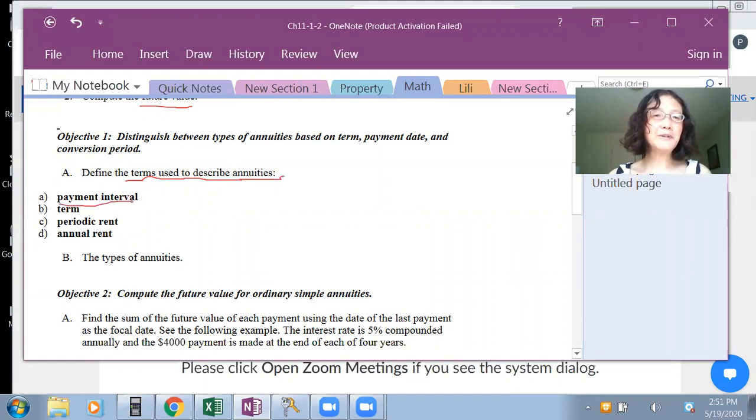The first one is payment interval. It is the length of time between successive payments. Term is the time from the beginning of the first payment to the end of the last payment. Periodic rent is the size of each regular payment. Annual rent is the sum of periodic payments in 1 year. So those are the terminologies. Now I'm going to talk about types of annuities based on term.